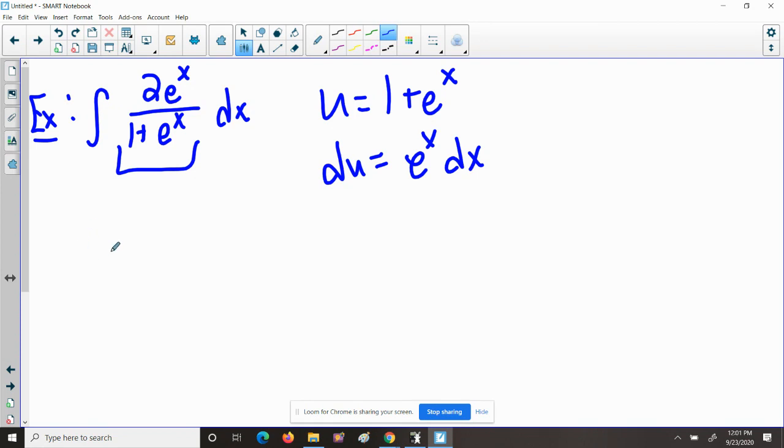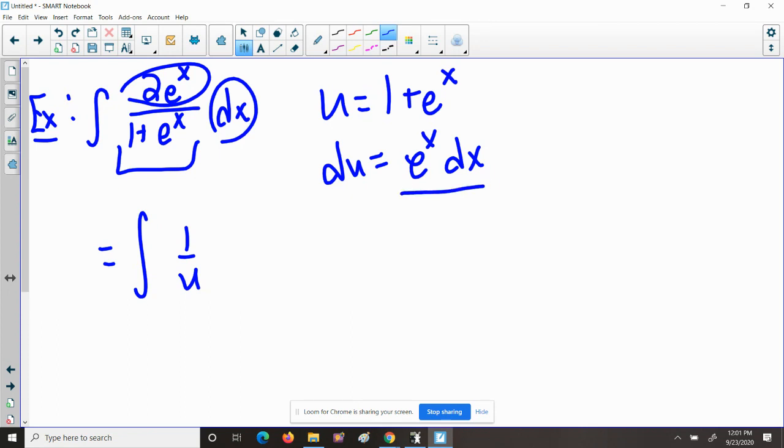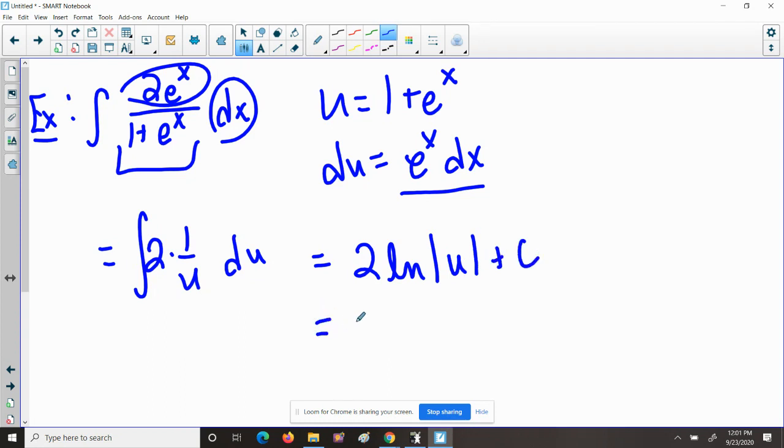So let's try rewriting this in terms of u. The 1 plus e to the x on the bottom, that's 1 over u. Then we're left with 2e to the x dx. Okay, our du is just 1 e to the x dx, so we have 2 times the du. And again, it's a constant, so I'm just going to put it out front. Integral of 1 over u du, well, that's our natural log rules. That's natural log of absolute value of u plus c. So let's plug back in our u. 2 times natural log of absolute value of 1 plus e to the x plus c.